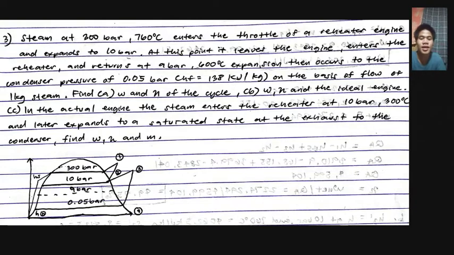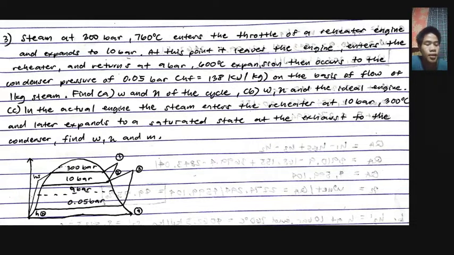Okay, next. Last question. Number 3. Steam at 300 bar, 760 degrees Celsius enters the throttle of a reheater engine and expands to 10 bar. At this point, it leaves the engine, enters the reheater, and returns at 600 degrees Celsius. Expansion then occurs to the condenser pressure of 0.05 bar.